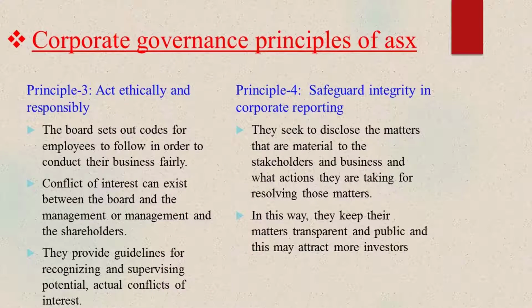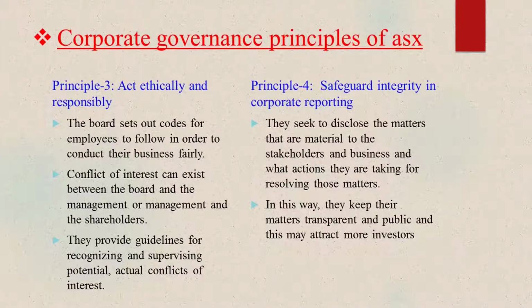So this principle is saying that the board sets out codes for employees to follow in order to conduct their business fairly. Conflict of interest can exist between the board and the management or management and the shareholders as well. They provide guidelines for recognizing and supervising potential and actual conflicts of interest.